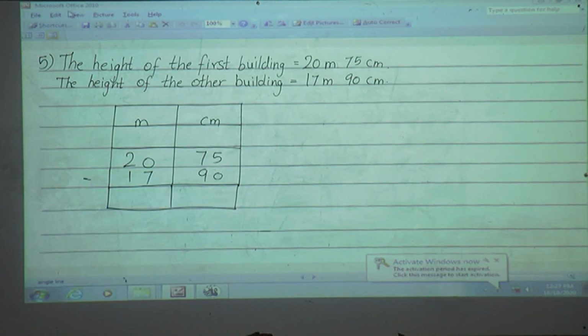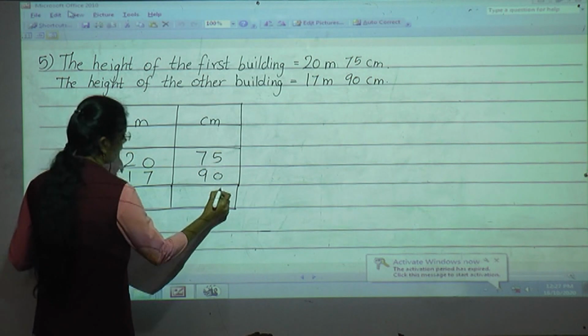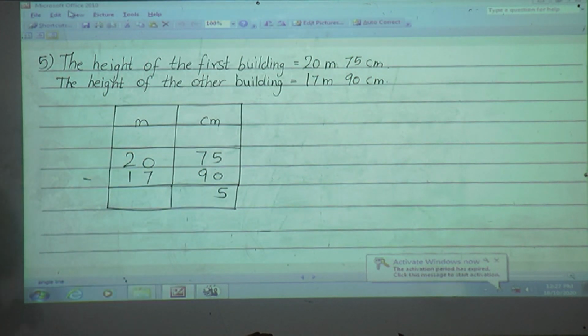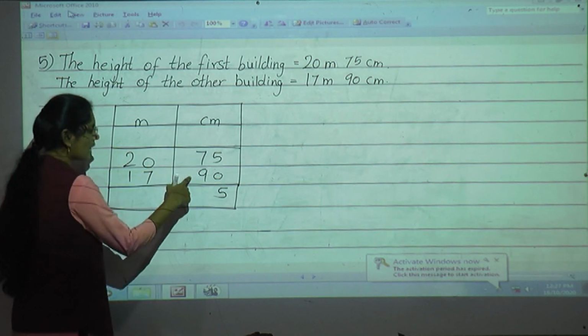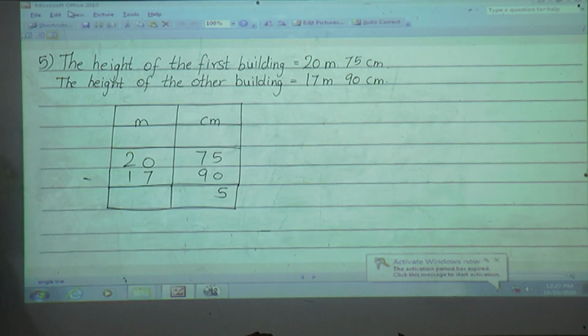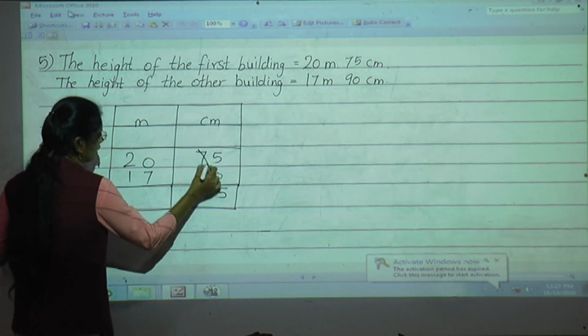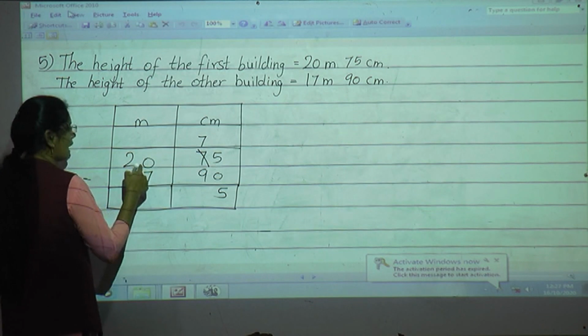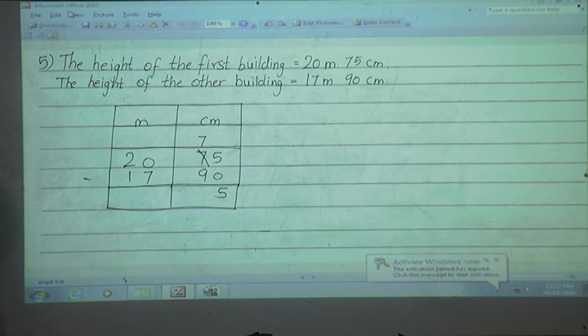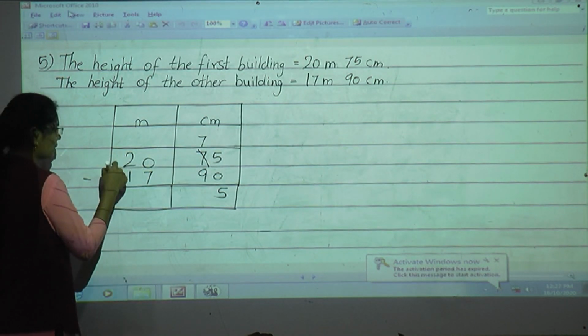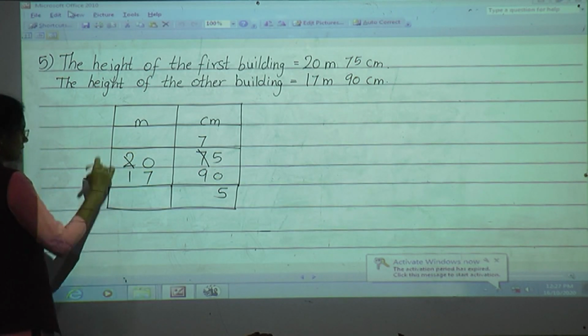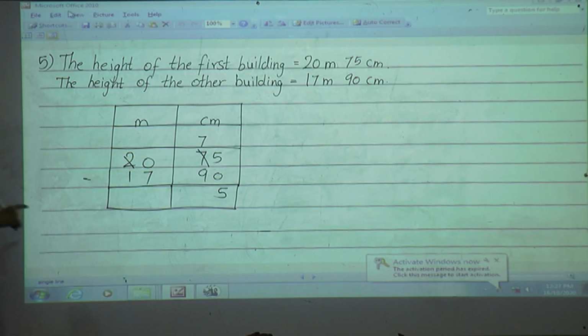5 minus 0, yes, 5. Okay. Then 7 minus 9. Can you do 7 minus 9? No, we can't do 7 minus 9. Why? Because 7 is smaller than 9. Okay. So what to do then? Just cut this 7, write it as it is, and then go to the neighbor. Now here 0 is there. So again we'll move to the next neighbor. Here 2 is there. So we'll take one borrow from this 2.